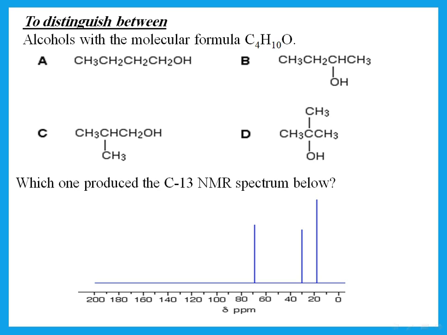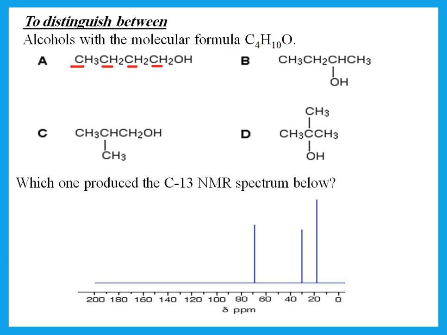Another question says I should distinguish between all of these alcohols. So how can I distinguish between the alcohols? I can distinguish between them by the number of peaks, so the different chemical environments for each carbon. So he's saying which of these will give the spectrum that is shown? Well, I'm looking for something that will give 3 peaks. So let's look at A. How many different carbons do we have in A? We have the CH3, that's one, the CH2, another CH2, another CH2 that is attached to the OH. So that molecule will give me 4 peaks, not 3.